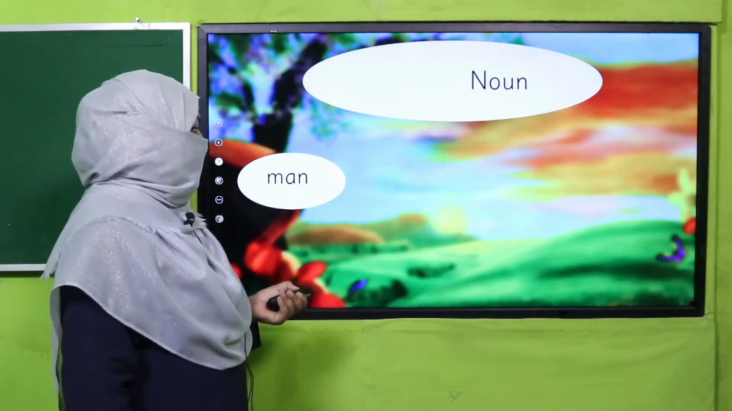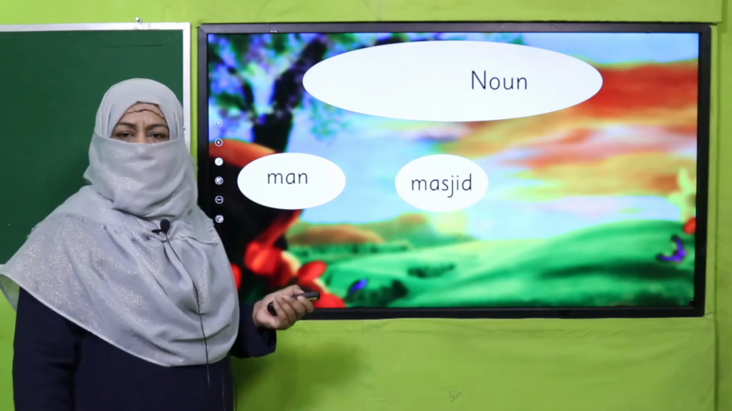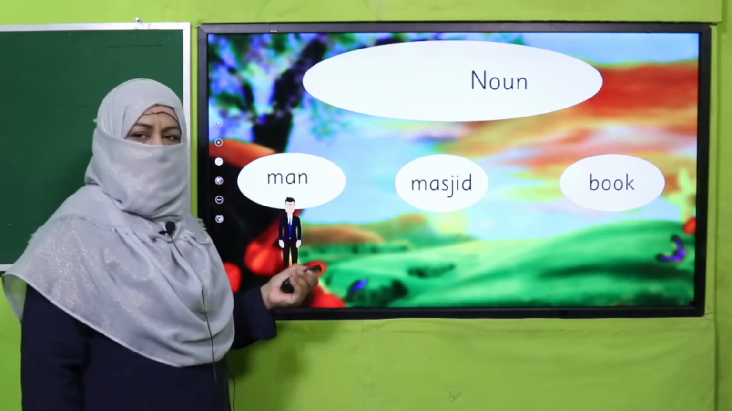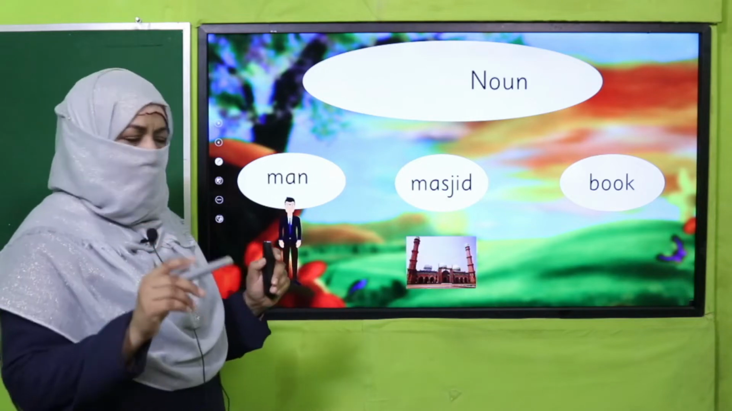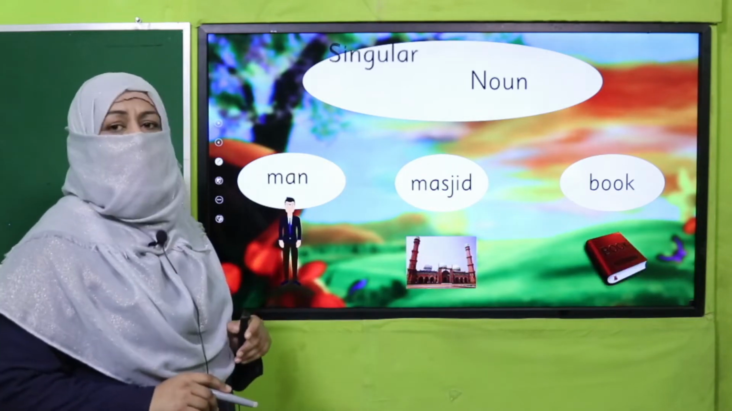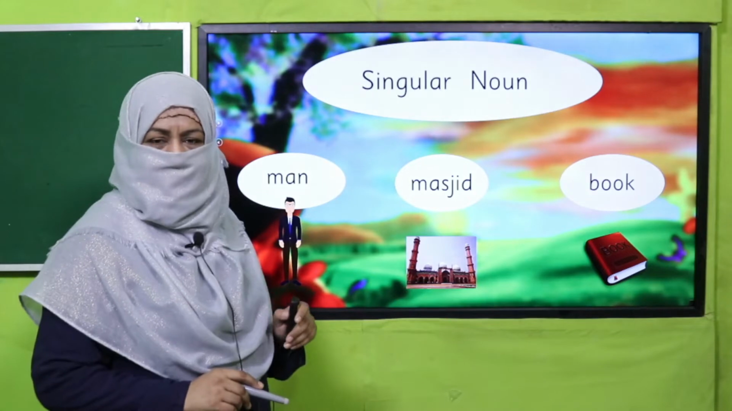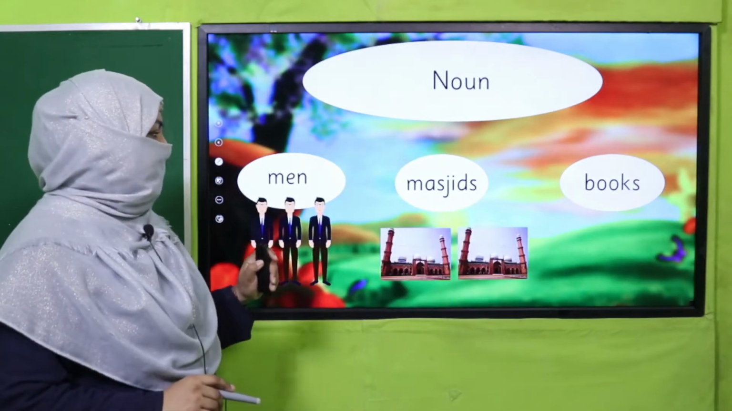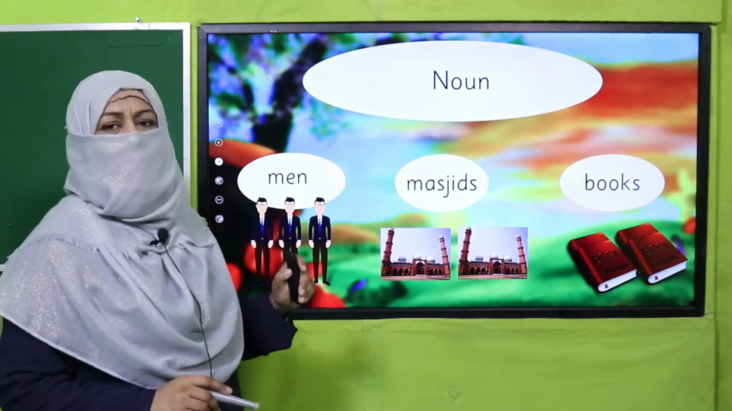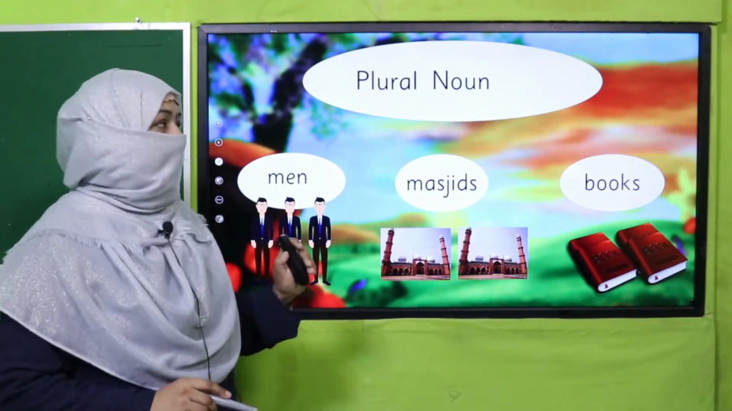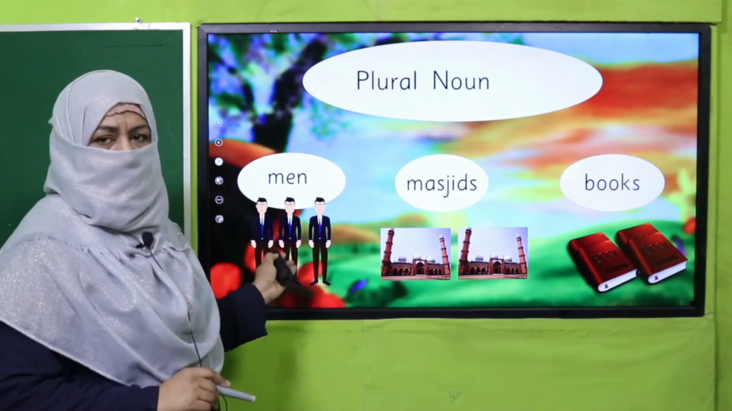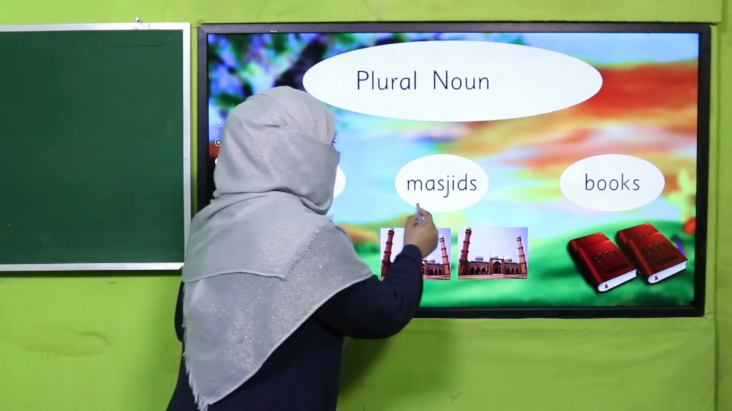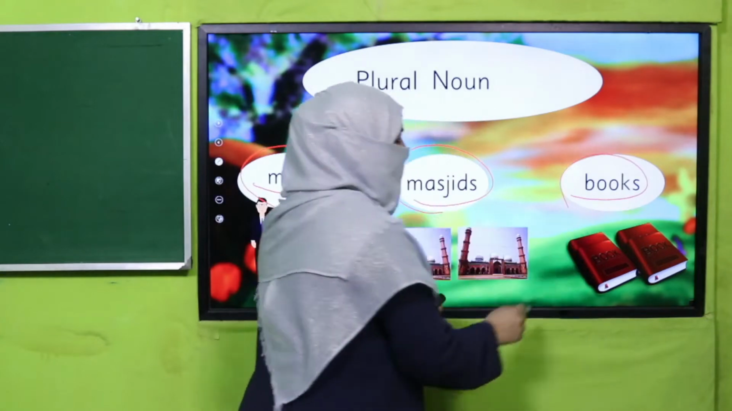When there is one person or one place or one thing, like man, masjid, book, they are called singular nouns. Okay, and if there is more than one person, place or thing, they are called plural nouns. Now man is singular and men is plural. How do we make these plural nouns? This is our today's focus.